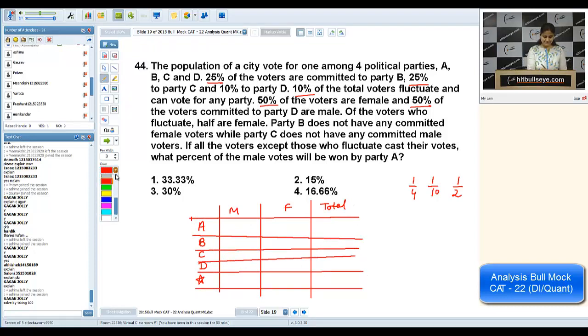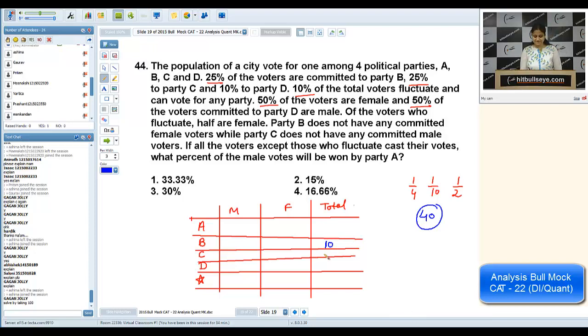Okay, let us see. So I'm considering the total population to be 40. The population of a city votes for one among 4 political parties, and we will go line by line: A, B, C and D. 25% of the voters are committed to party B. What is 25% of 40? That is 10. It means there are 10 persons in party B. They are committed to B.